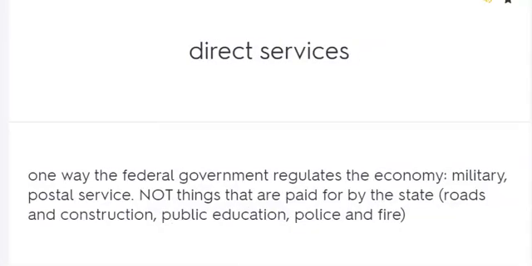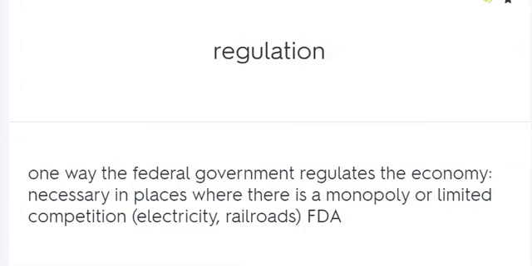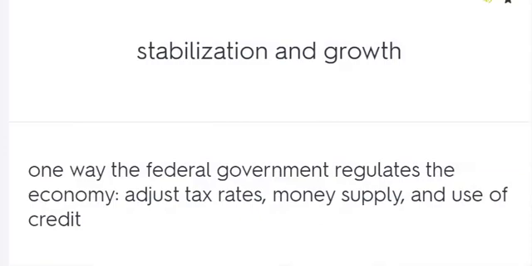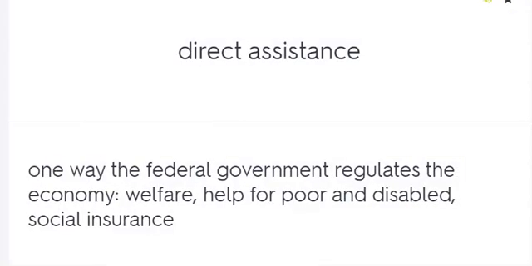Direct services. One way the federal government regulates the economy: military, postal service, not things that are paid for by the state. Regulation. Necessary in places where there is a monopoly or limited competition, FDA. Stabilization and growth. Adjusts tax rates, money supply and use of credit. Direct assistance. Welfare, help for poor and disabled, social insurance.